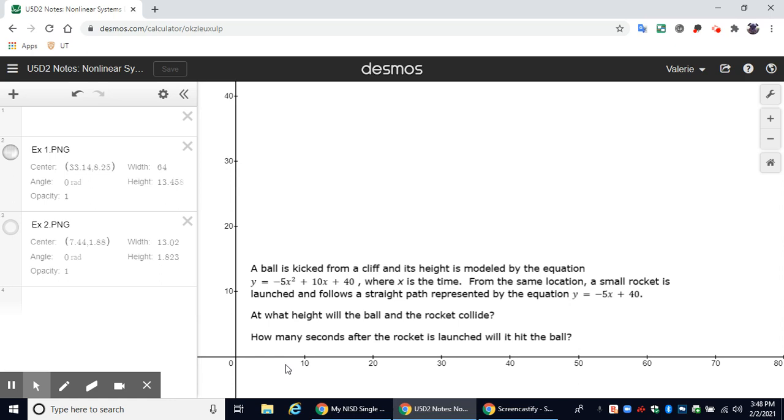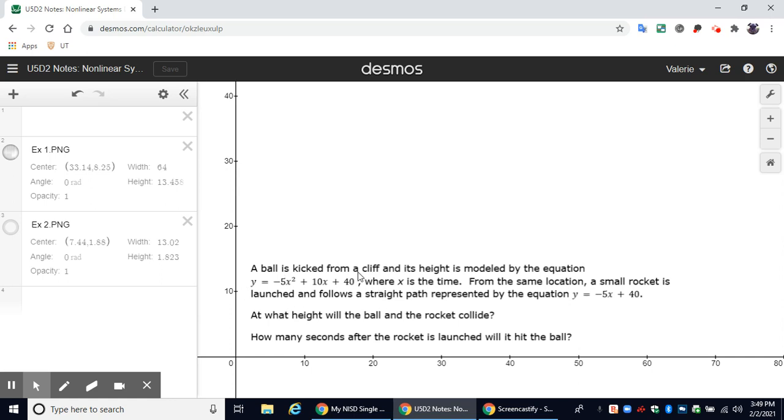It says a ball is kicked from a cliff and its height is modeled by the equation y equals negative 5x squared plus 10x plus 40, where x is the time. From the same location, a small rocket is launched and follows a straight path represented by the equation y equals negative 5x plus 40. So we're going to have to use both of these equations here to answer the following questions. At what height will the ball and the rocket collide? And how many seconds after the rocket is launched will it hit the ball?